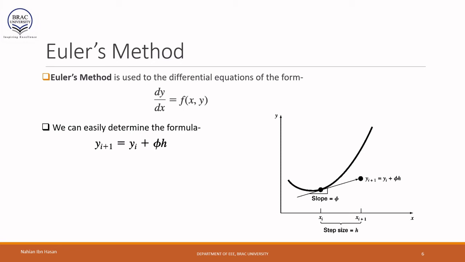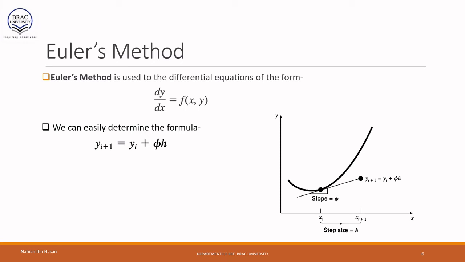Here yi is the initial data point and i plus 1 is the next data point. h is called the step size, which is the difference between xi plus 1 and xi, and phi is called the slope. That means we can easily derive this formula from the slope of the function, and we will see that this phi term, the slope of the function at xi, can be easily calculated from the differential curve. Whenever we are going to solve a differential equation, we will be given the differential terms at each of the data points. That means we will know the value of phi at each of these data points.